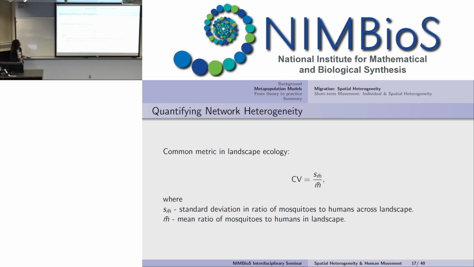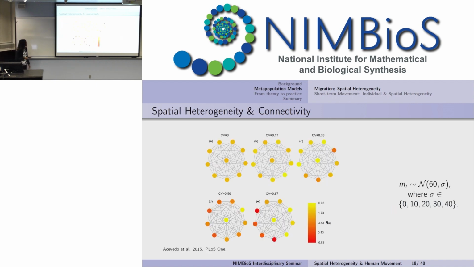But we needed a metric for how to actually quantify heterogeneity. So we used this coefficient of variation, a common metric from landscape ecology, to do this. And we defined it here as the ratio of the standard deviation in the ratio of mosquitoes to humans across the landscape, and the mean of the ratio of mosquitoes to humans across the landscape.